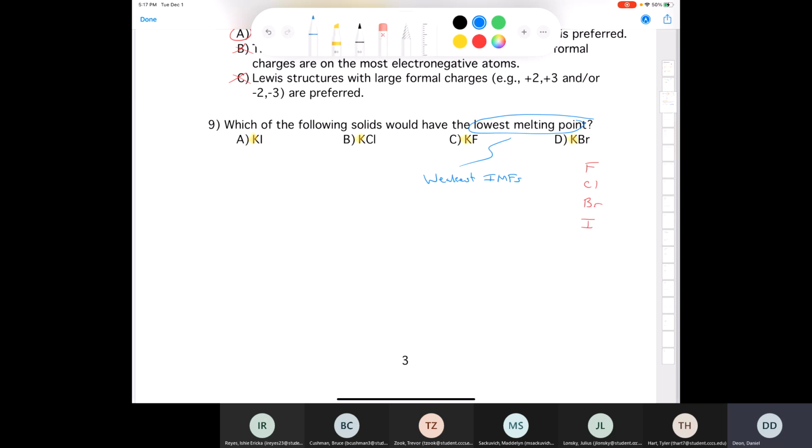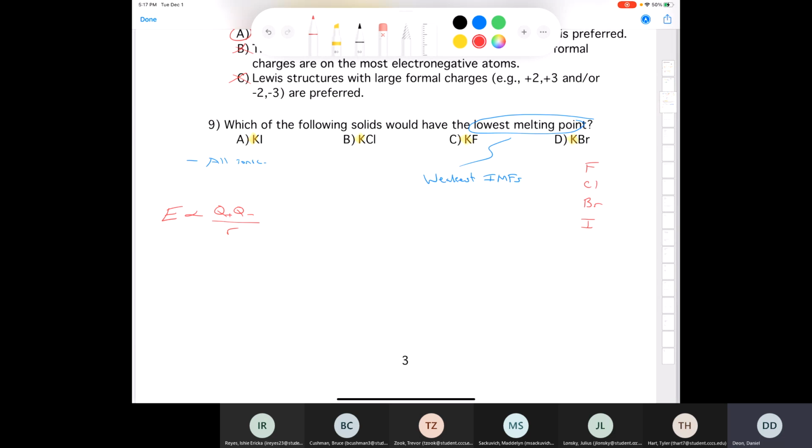These are all ionic compounds. How do we rank the strength of an ionic bond? It's based off of the electrostatic interaction between the cation and the anion. Remember that the energy, the strength of the bond, is going to be proportional to the product of the charge on the cation and anion divided by the radius.